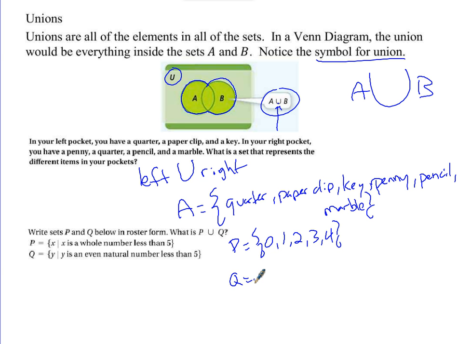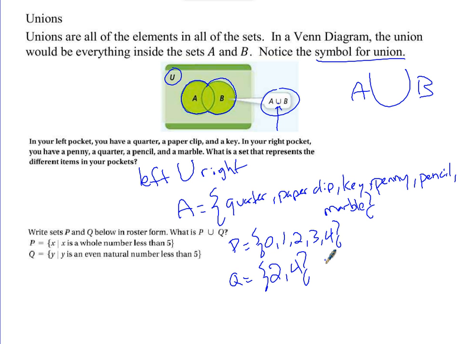Let's take a look at Q. Q says Y such that Y is an even natural number less than 5. An even natural number. Well, what's a natural number? The counting numbers. Is that including 0? No. Okay, what's an even number? 2, 4, and so on. Okay, now less than 5. So I open up my set notation here. Where am I starting? 2. What's my next one? 4. What's my next one? That's it. Because 6 would be the next one. And 6 is greater than 5, so 6 is not part of this set.